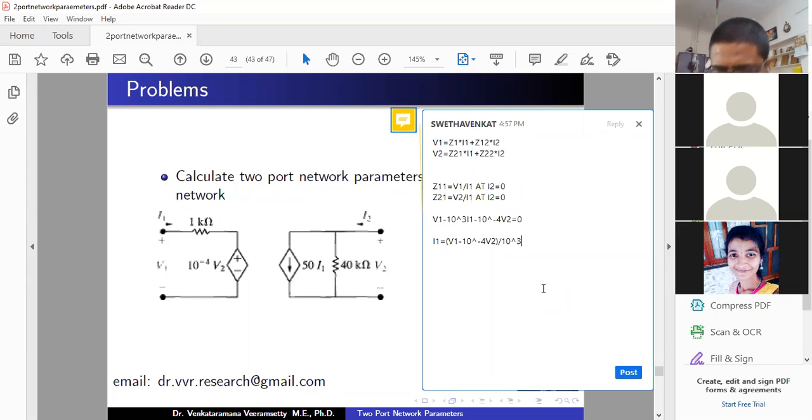You can try yourself also. If you are good with the subject, you can try yourself and give the answers when I'm asking. So that is I1, right? But actually, if we want to calculate Z11, we need to calculate V1 by I1. Here I1 is there, V1 is there, but here I have the V2. If I am able to find V2 in terms of I1, then it is easy to calculate V1 by I1, because in the complete equation we have only I1 and V1.